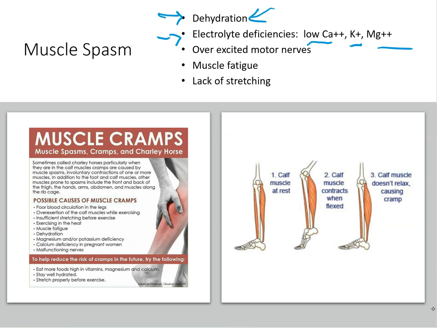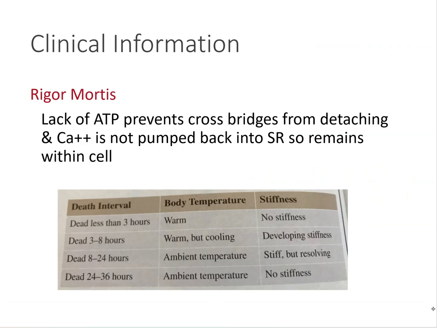Make sure you have enough water. Muscle is about 75% water. Sometimes the nerves are too excited, or muscle fatigue can cause it, or lack of stretching. Those are some of the more common causes of muscle cramps. When you get one, it's not fun, but you've got to try to stretch the muscle so it can relax. And then you've probably heard of rigor, or rigor mortis.